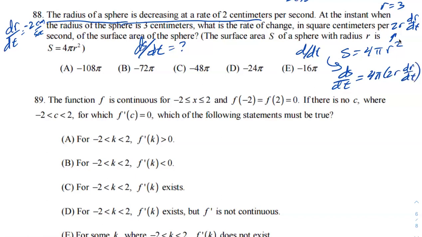And then we can plug stuff in. r is 3, and dr/dt is -2. I can multiply all this together, but if you notice they're all in pi, so I can just do it by hand. I get 4 times 2 is 8, 8 times 3 is 24, 24 times -2 is -48. So -48 pi. So C.